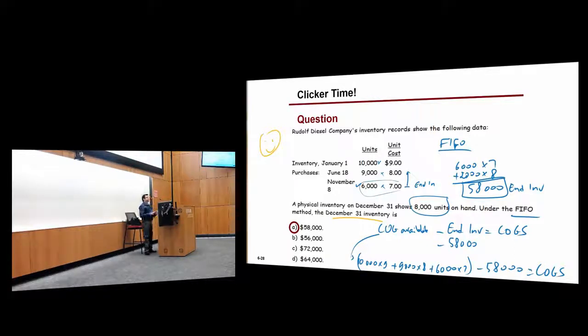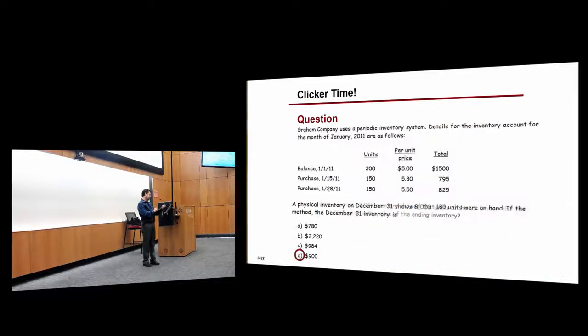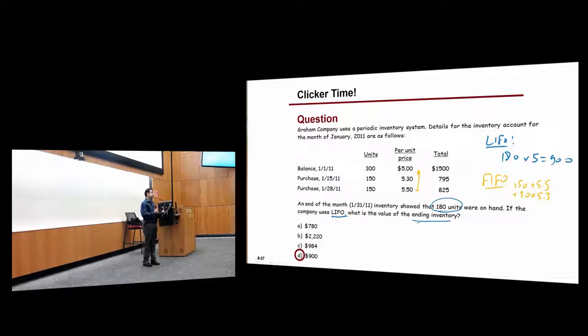Any questions? The same thing could have been asked from the previous exam, from the previous question. And this one here also, it could have been asked to calculate the cost of goods sold. The same thing. You calculate the cost of goods available for sale, subtract ending inventory. It's always the same thing.